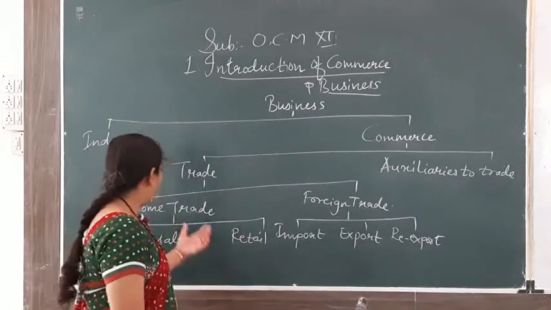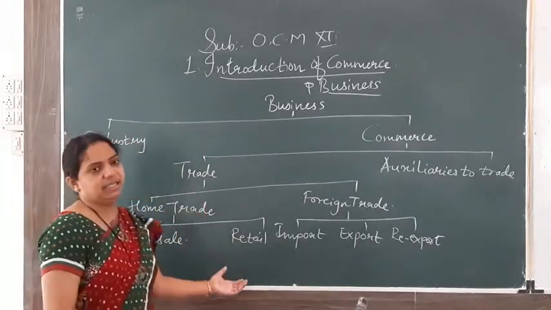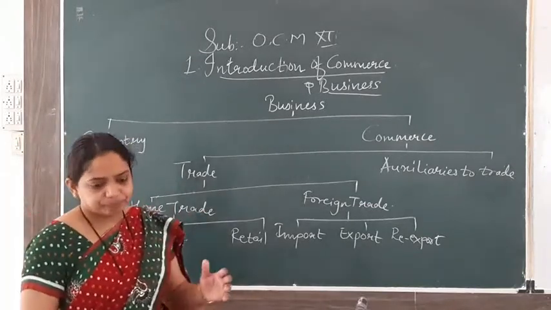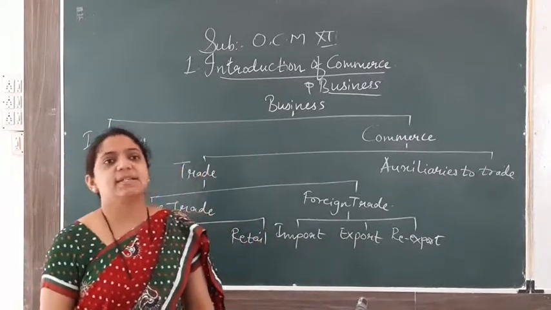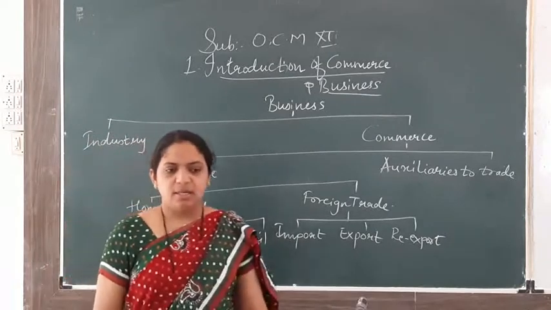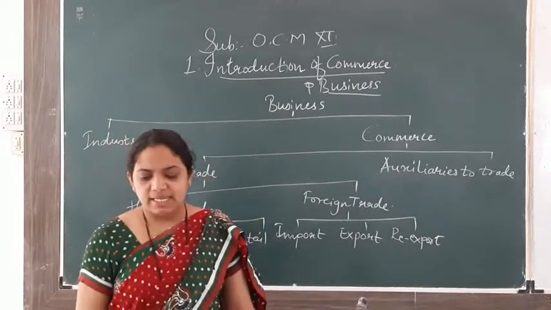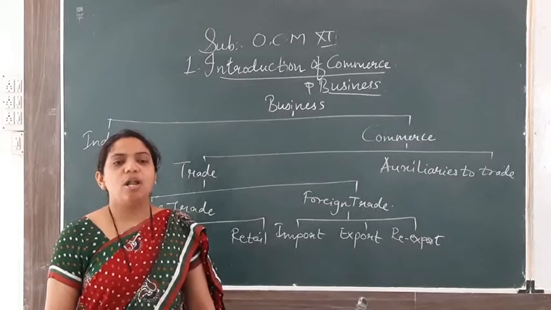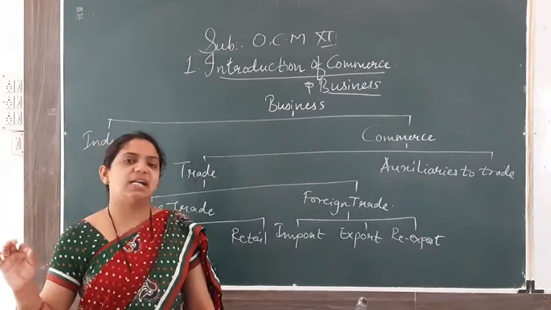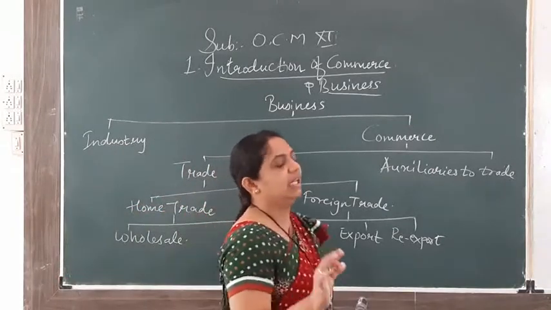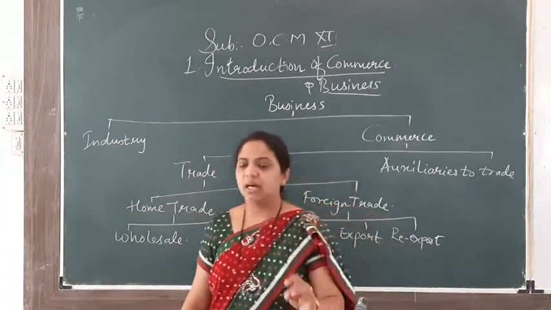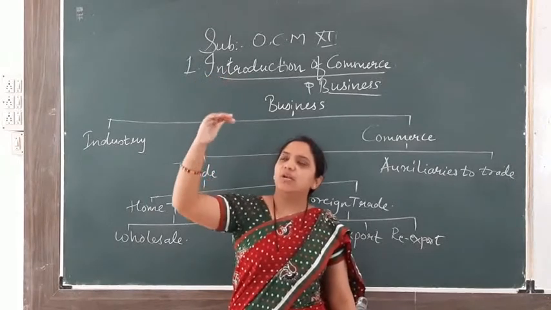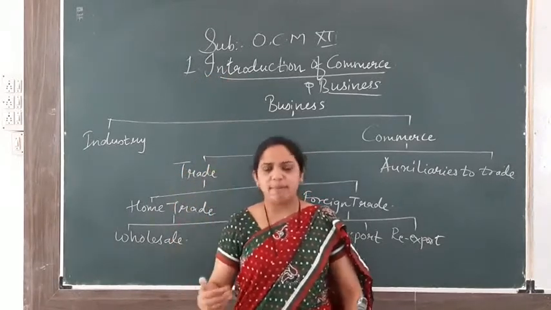Got it, everyone? Home trade is further divided into wholesale trade and retail trade. Let us see what they mean. Wholesale trade is that trade when the goods are purchased by the wholesaler. A wholesaler purchases in large quantity from the producer and sells it in small quantity to the retailer. He is a link between the producer and retailer. Here the parties are producer, wholesaler, retailer, and consumer. Always remember this is the chain of distribution: first the producer, then the wholesaler, then the retailer, and then the common consumer like us.